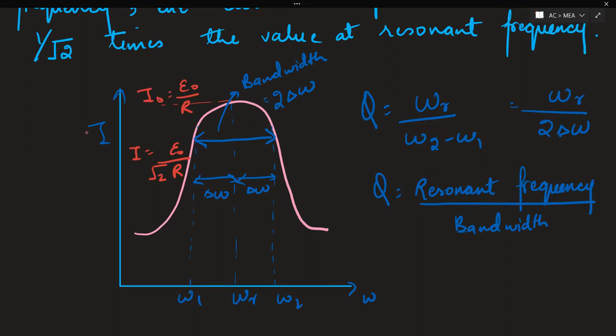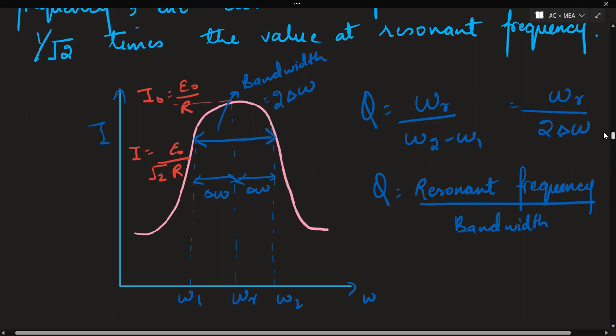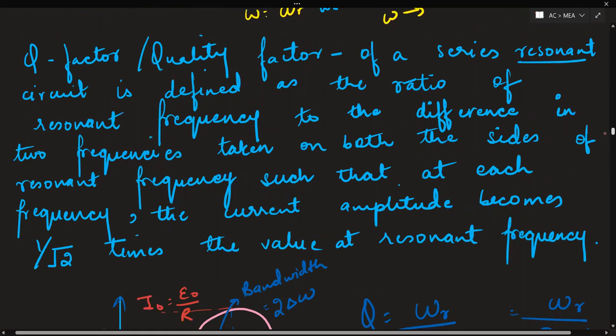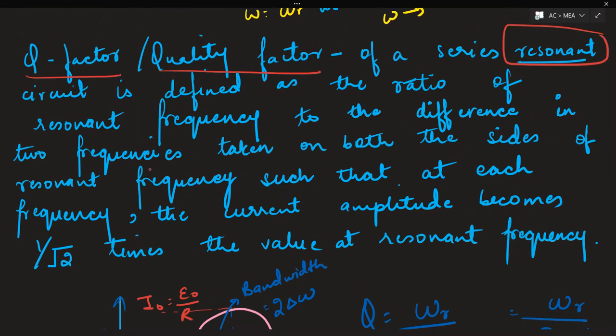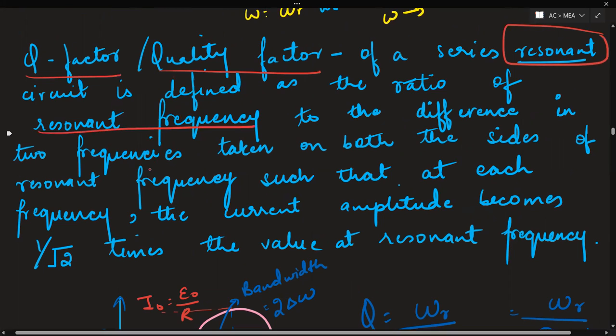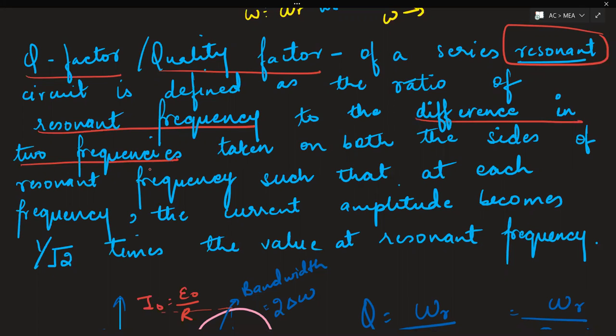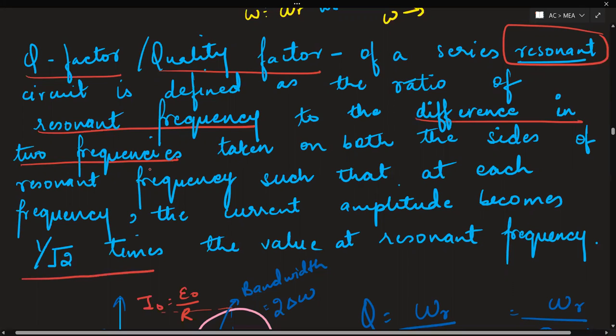So Q factor, I'll read that out. I hope you understand now. If any doubts, ask me. So the Q factor, or the quality factor, of a series resonant circuit is defined as the ratio of the resonant frequency to the difference in the two frequencies taken on both sides of the resonant frequency, such that at each frequency the current amplitude becomes 1 by root 2 times the value at the resonant frequency. This was what was about Q factor. We'll do a very short derivation also, but before that just note it down.